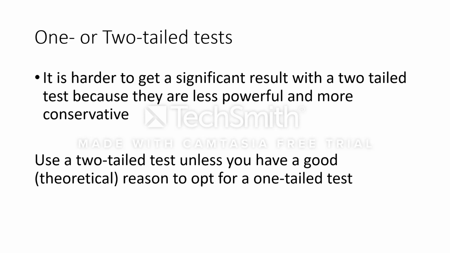So it's harder to get a significant result if you've got a two-tailed test because they're less powerful and more conservative. But you want to use a two-tailed test unless you have very good theoretical reasons for making a stronger one-tailed prediction. And I would say it's fair to say that lots of psychologists would opt for a two-tailed test because, first of all, it's more conservative and it does cover you for the eventuality that your experimental research pops up some unexpected findings that you might not have been able to account for in advance.